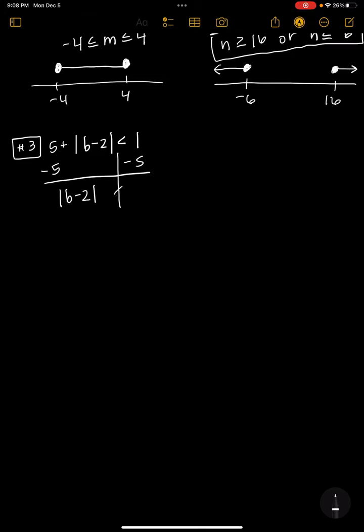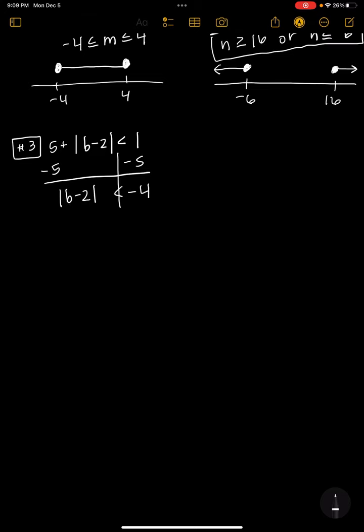So the third example is 5 plus the absolute value of b minus 2 is less than 1. So the first step in normal absolute value equations is to get the absolute value by itself. You have to get the absolute value by itself on one side before you can even write your two equations. So in order to do that in this case, what we'd have to do is move that 5. Right now the 5 is adding to the absolute value, so we're going to subtract 5 from each side. And we end up with the absolute value of b minus 2 is less than 1 minus 5 gives me negative 4.